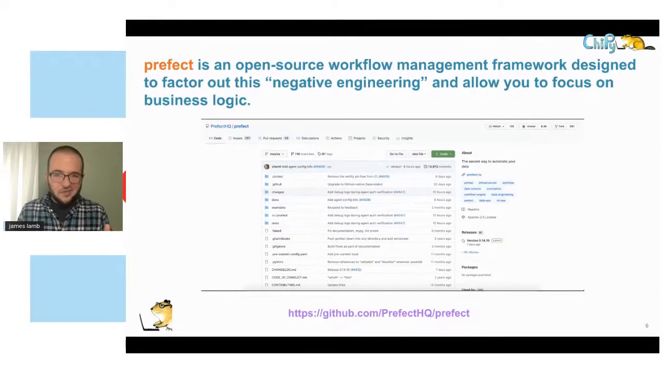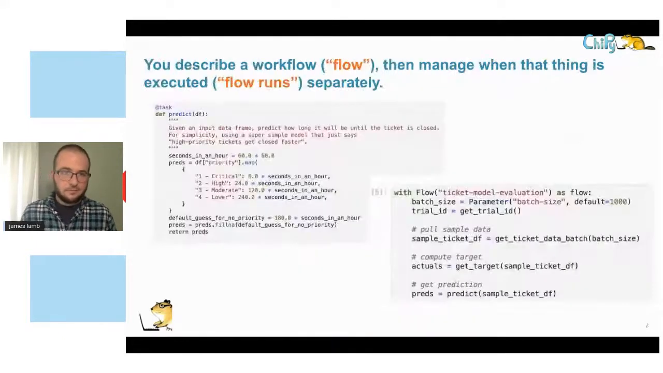All the other work besides that sort of executive level description is this negative engineering work, this work that is designed just to deal with the possibility of failure and give you good confidence that you'll be able to recover. And this is the type of thing that Prefect aspires to factor out of your code into their framework. So let's look at what Prefect looks like.